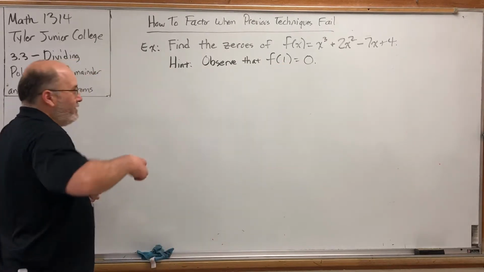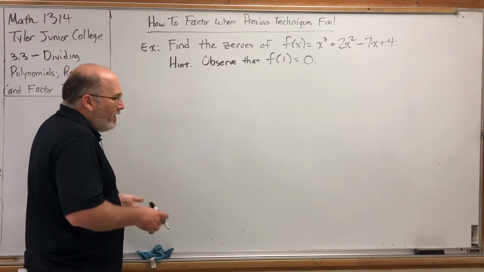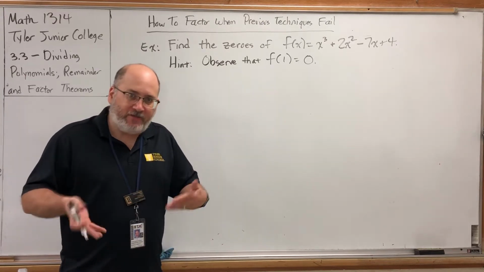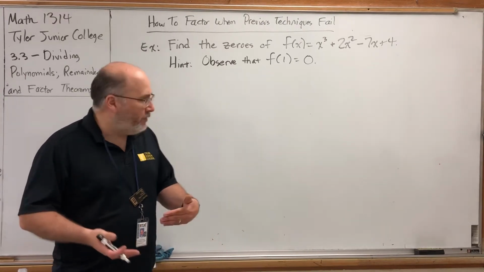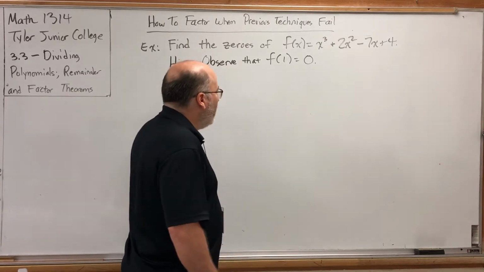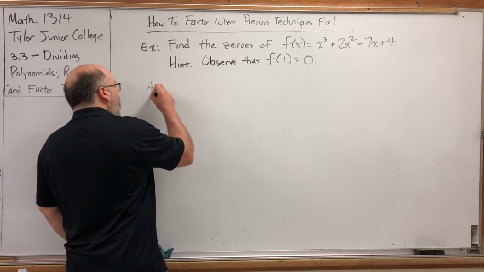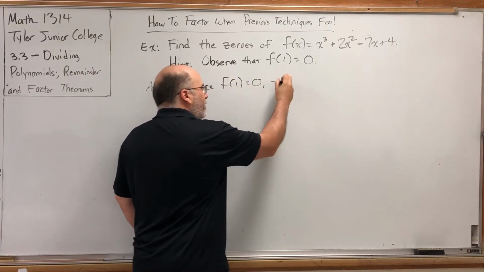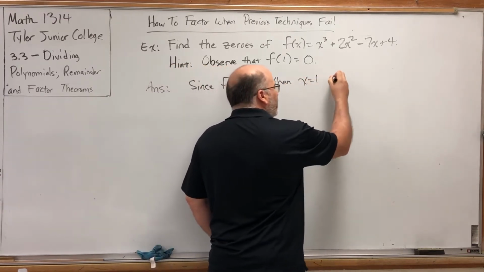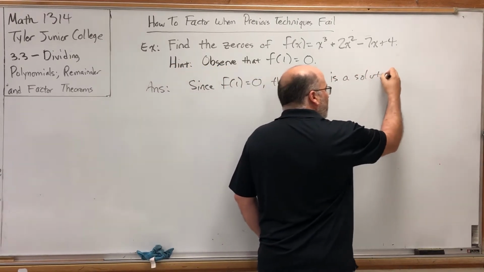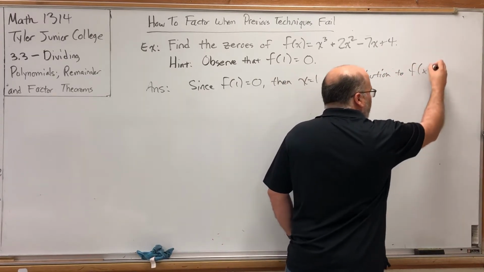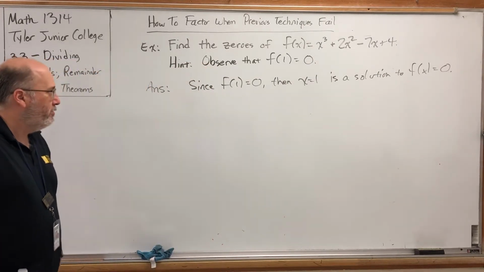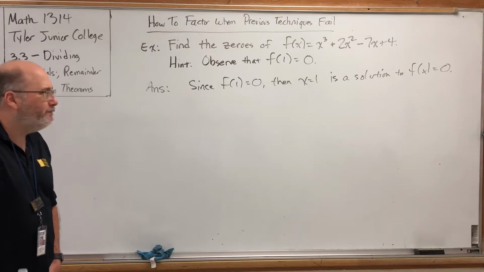Now, why is this advantageous? Well, recall what happens when you solve a polynomial function equal to 0. You factor it, you set each factor equal to 0, and then you finish solving. Since we know that 1 is the 0 of this function, in other words, since f of 1 equals 0, then x equals 1 is a solution to f of x equals 0, which is what we're looking for. We're looking for the solutions to that equation, the zeros of that function. And we have one of them, but there would be more.